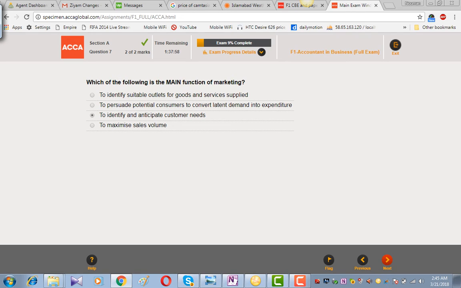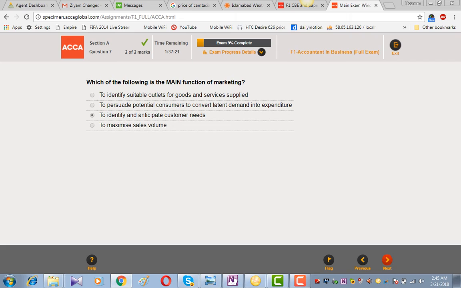So this is the question: which of the following is the main function of marketing? First, to identify suitable outlets for goods and services supplied. No, marketing has no such objective that you have to identify suitable outlets. This is the task of the distribution department. Second is to persuade potential customers to convert latent demand into expenditure. It can be a priority, but it is not the primary objective of marketing.